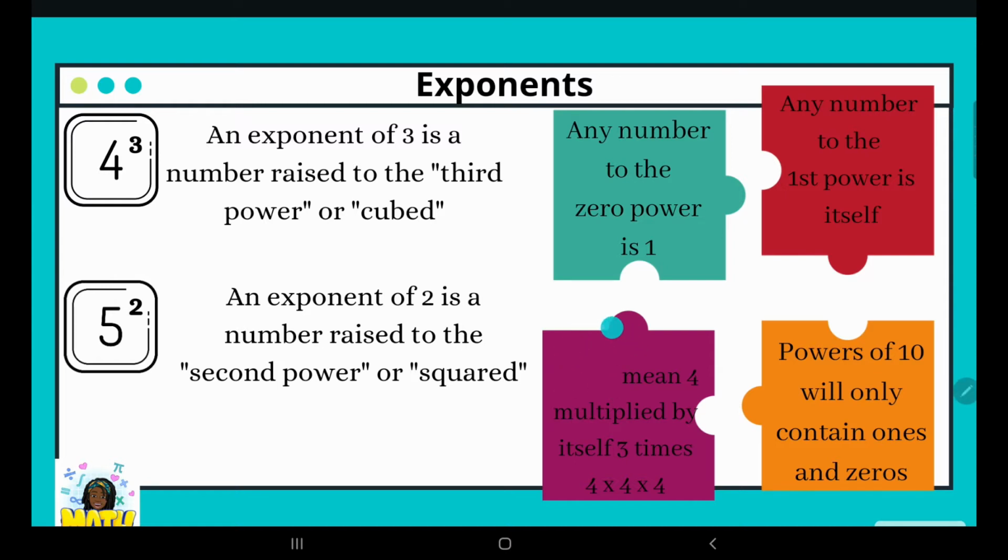Here we should have a 4 to the third power. I'm not sure what happened to our image. 4 to the third means 4 multiplied by itself 3 times. So we have 4 times 4 times 4. Powers of 10 will only contain ones and zeros. Okay.